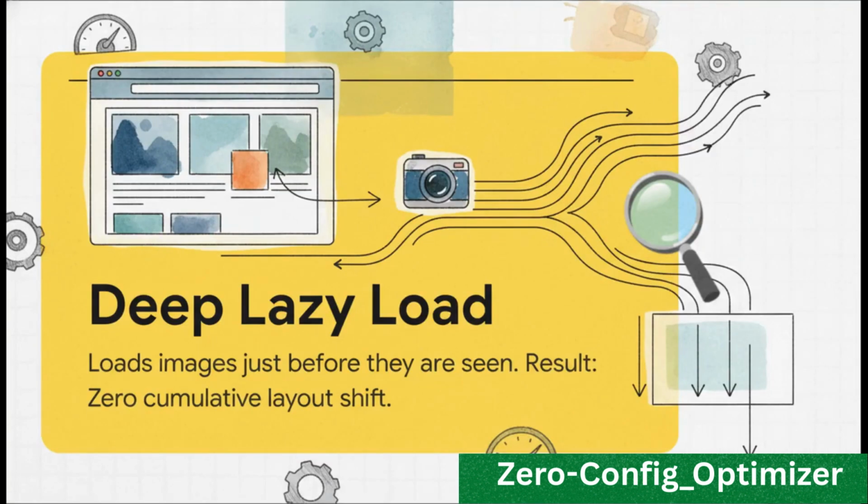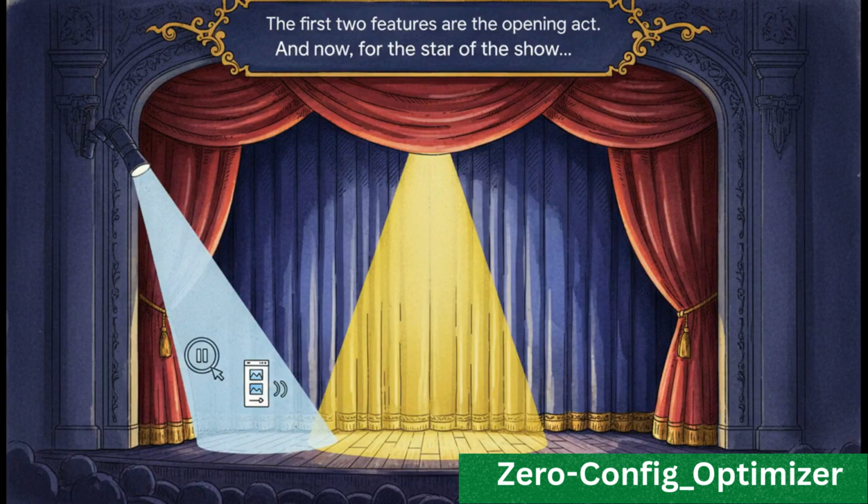Next is Deep Lazy Load. And this is just brilliant. Instead of loading every single image on your page all at once, which is super slow, this only loads the images right as you're about to scroll to them. Not only does this make the site feel way faster, but it also stops that super annoying jumping effect when you go to click a button and the whole page moves. Yeah, Google calls that cumulative layout shift. This totally fixes it. But get this, according to the developer himself, those first 2 features are just the warm-up act. The real game changer, the thing that truly sets V4 apart, well, that's what's coming up next.